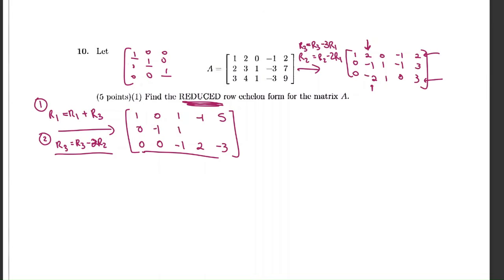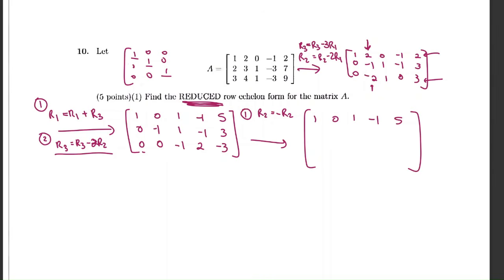So now I have 0, -1, 1, -1, 3. What I'm going to do first is negate row 2 so that there's a positive 1 in the leading entry. And then that gives me 1, 0, 1, -1, 5, 0, 1, -1, 1, -3. And then I'm also going to negate the third row, so I also get a 1 in the leading entry. So I get 0, 0, 1, -2, 3.